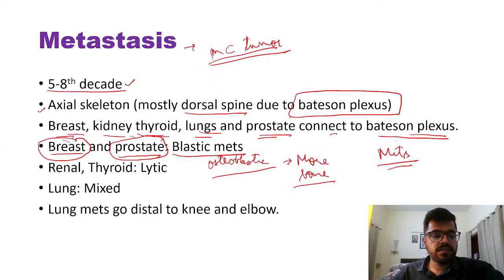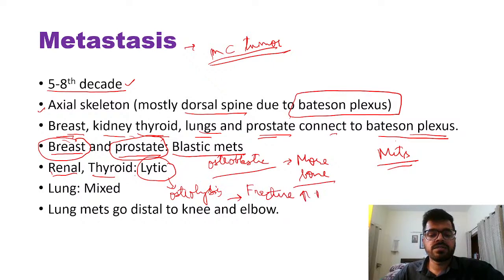And renal and thyroid mets are lytic. They lead to osteolysis. So the risk of fracture is increased. In case of lungs, mixed lesions are seen. Both lytic and blastic lesions can be seen in case of lung metastasis.